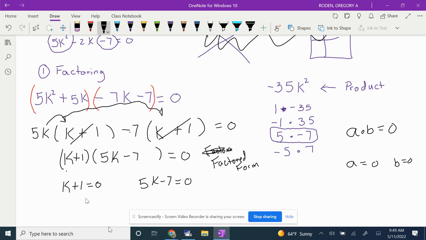So we'll subtract 1 from both sides, and one of our solutions will be K equals negative 1. This one, we'll add 7, and then we'll divide by 5. So that's going to give us K equals 7/5. Okay? And don't change things to mixed numbers or decimals. That's just ridiculous. Leave them as improper fractions. Okay? You guys got that?